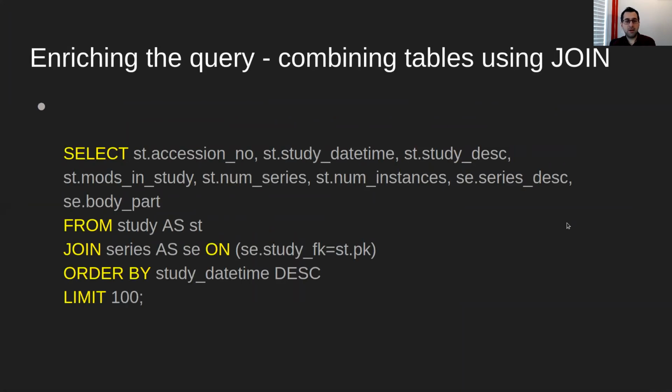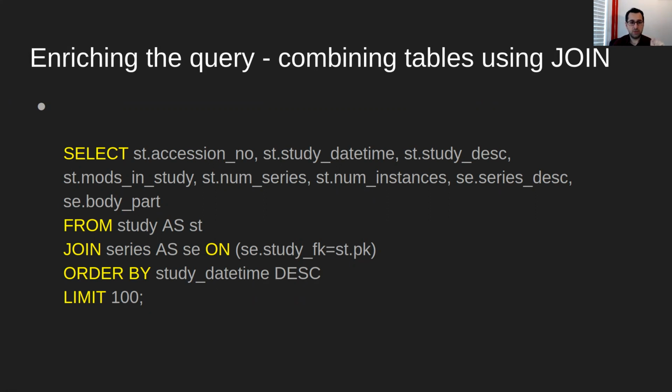Okay. Now, what happens if I want to combine data from multiple sources? What happens if I want to be able to get some study information as well as some series information? Well, that's where you enter a join, a SQL join. So that says bring these 2 tables and mush them together to bring me back results.